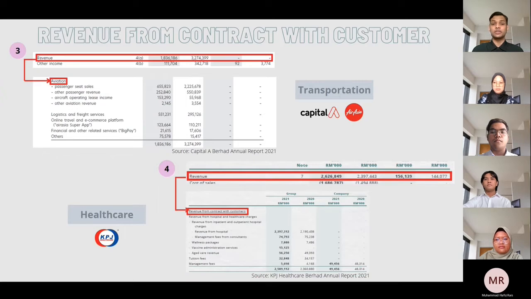This passenger revenue relates to scheduled passenger flight and charter flight income and is recorded net of discounts. Passenger revenue is recorded when the air transportation service is provided, which means it's been recognized at a point in time. Other main revenue that gives Capital A Berhad the high revenue earned is logistics and freight services. Logistics and freight revenue is a distinct performance obligation and recognized upon the completion of service rendered, net of discounts.